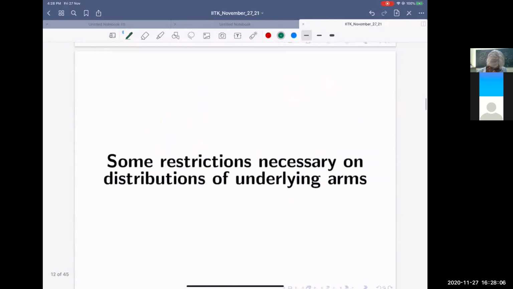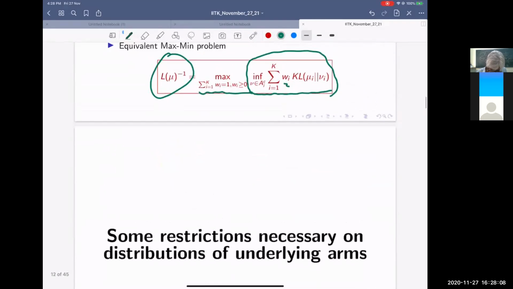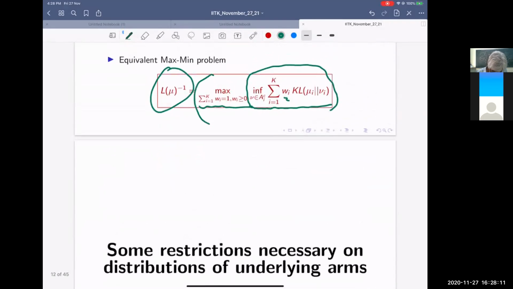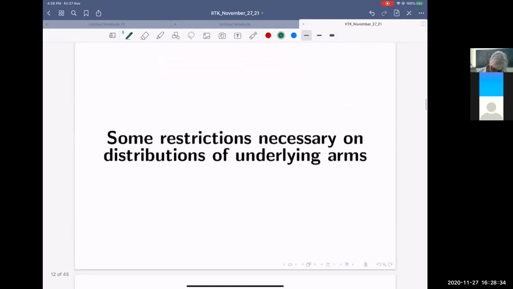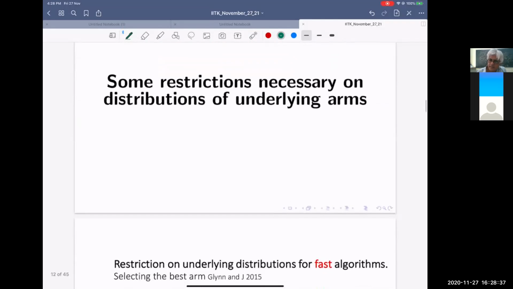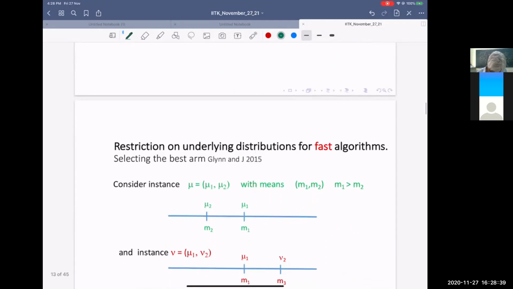Right? So this is nice, but sometimes this problem here can have a solution equal to 0. So it's not a very good lower bound then. In this case, 0 just means that the problem is so difficult that you need an infinite amount of computation effort. So let's at least identify when that happens and build conditions to rule that out, because then we can't do much. So some restrictions are necessary on the distribution of underlying arms. Let's understand what those restrictions are.